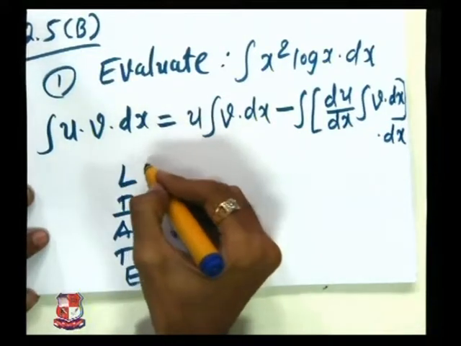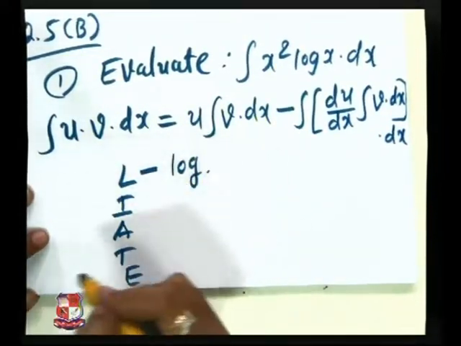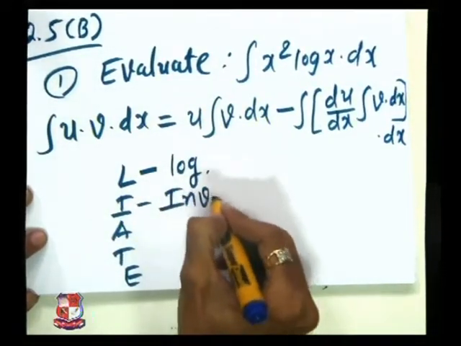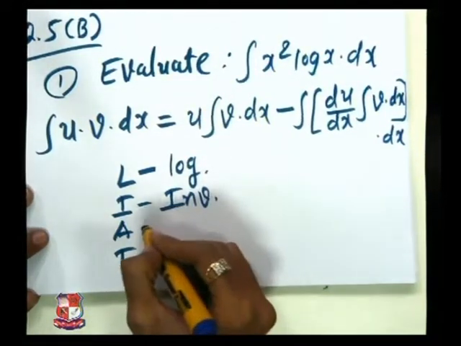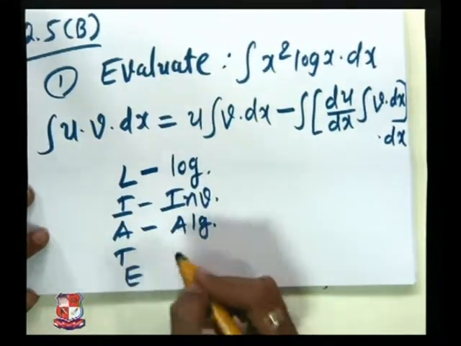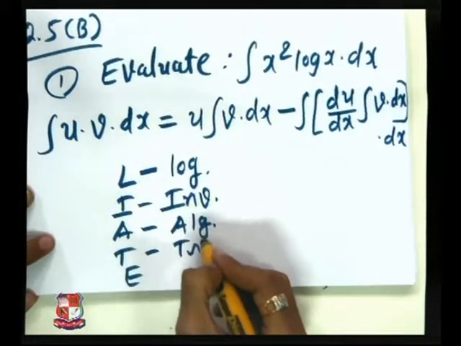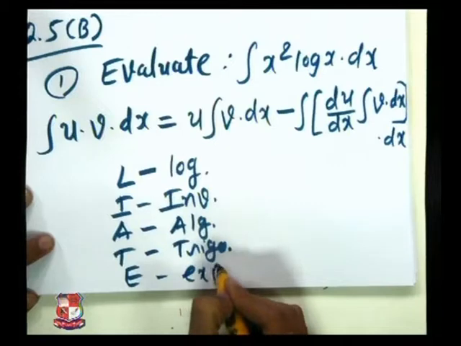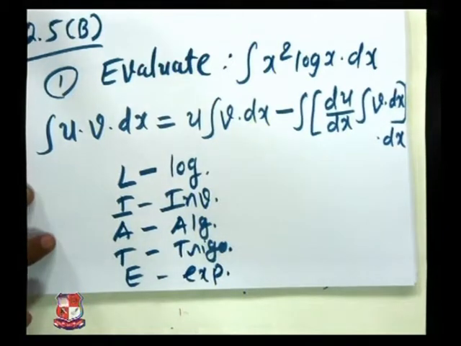That means L is the logarithmic function, I means the inverse function, A means the algebraic function, T means the trigonometric functions, and E means the exponential function.